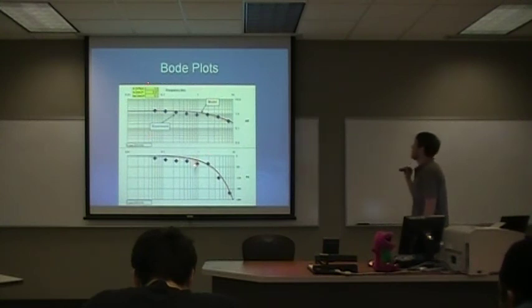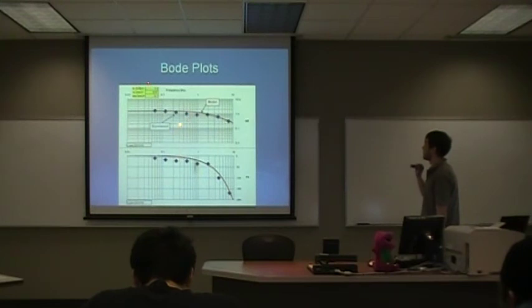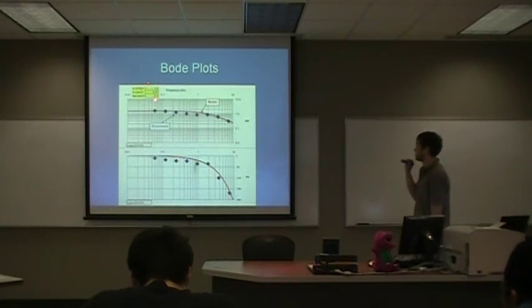Here is the Bode plot of that previous graph, and this right here is comparing experimental with the model. You see the experimental is blue and the model is red, and we fit it until this line fits as close as possible in order to get these three parameters.